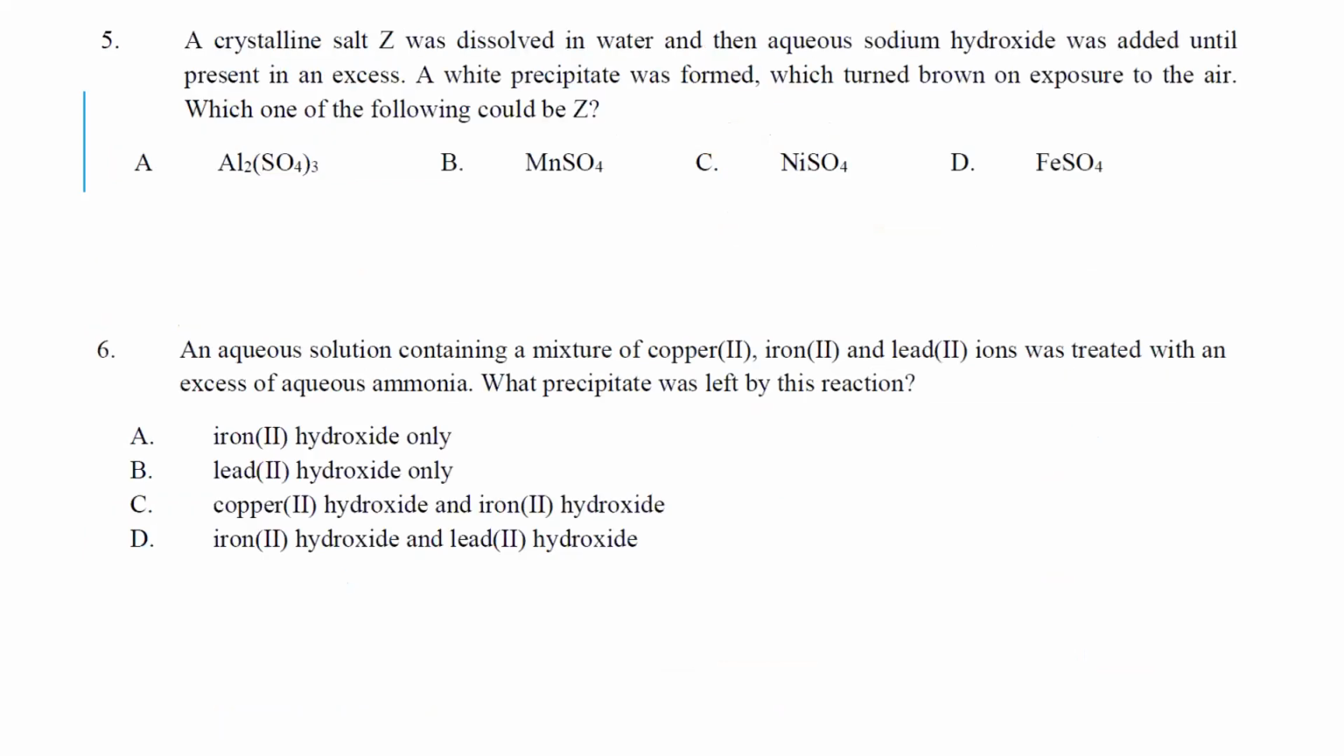Then we have number 5. A crystalline salt Z was dissolved in water, and then aqueous sodium hydroxide was added to the solution in excess. A white precipitate was formed, which turned brown on exposure to the air. Which of the following could be the Z?